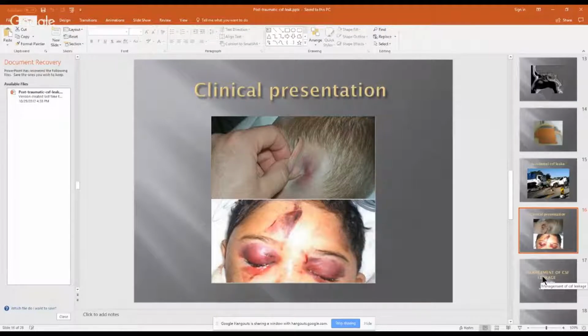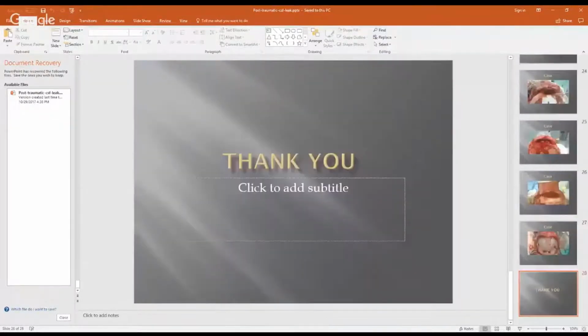CT cisternography can be used if there is an active leakage of CSF at the time of intrathecal administration of the contrast, or when CSF leakage can be reproduced by Valsalva maneuver. MRI and MRI with contrast or MR cisternography may also be used. If there is an occult CSF leakage and the site cannot be determined, we may proceed to intrathecal injection of fluorescein. But let's concentrate on the post-traumatic cases. CT is the golden rule.